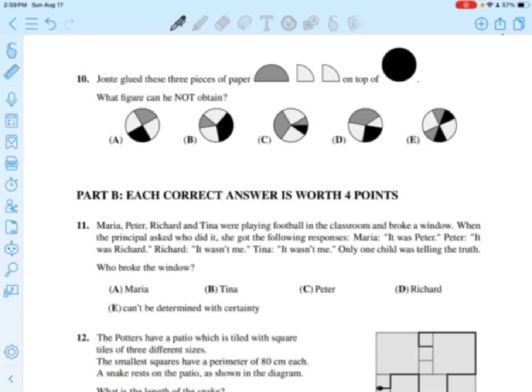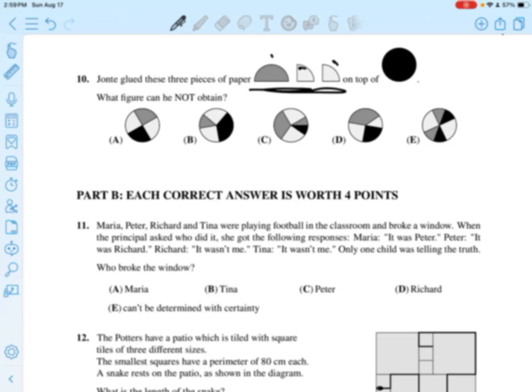Last question of today. Jaunty or John glued these 3 pieces of paper: a semicircle, a quarter of a circle, another quarter of a circle, on top of this big black circle. Which figure can he not obtain?